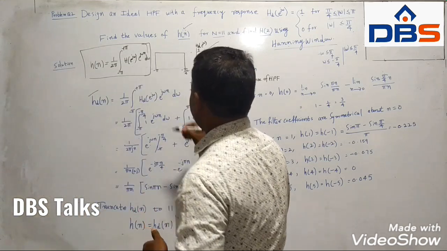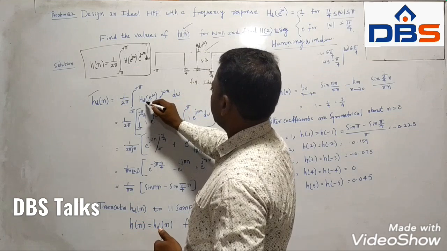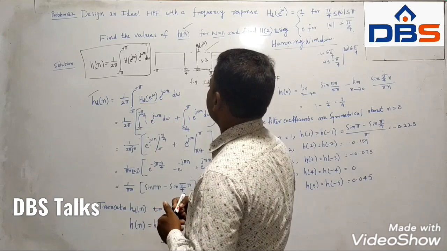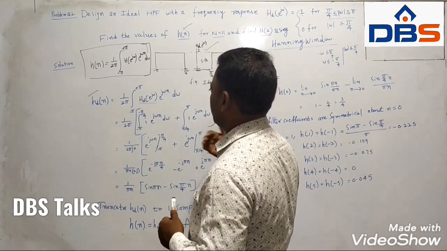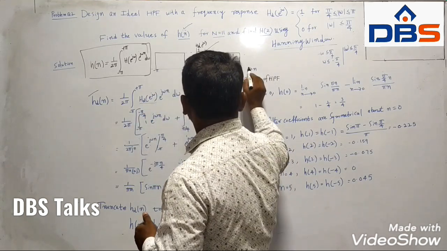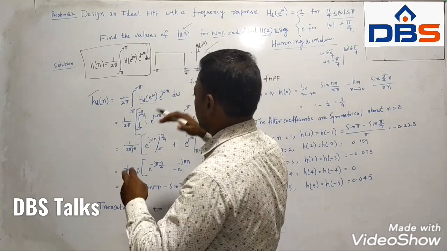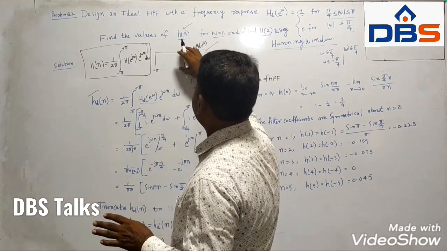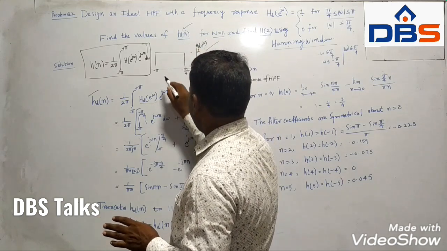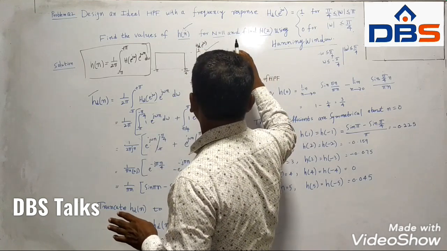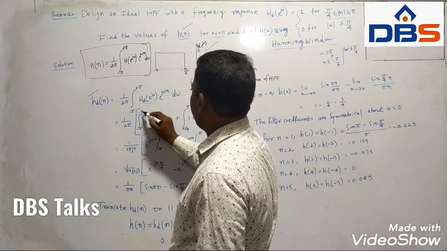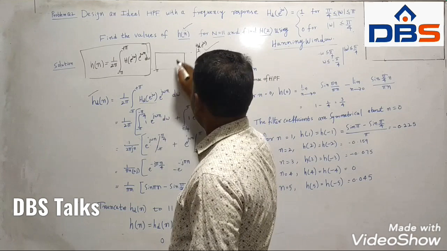Now I have written that. In place of h of e power j omega, we have to find the inverse Fourier transform of hd of e power j omega. This is not a constant value from minus pi to plus pi continuously. At some frequencies it is constant and at other frequencies it is 0. So that is why we divide the entire spectrum into regions, minus pi to plus minus pi by 4. From here to here the magnitude is 1.